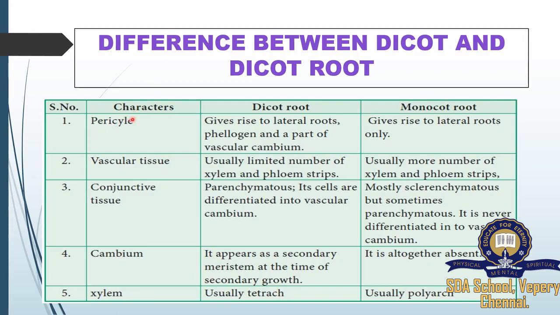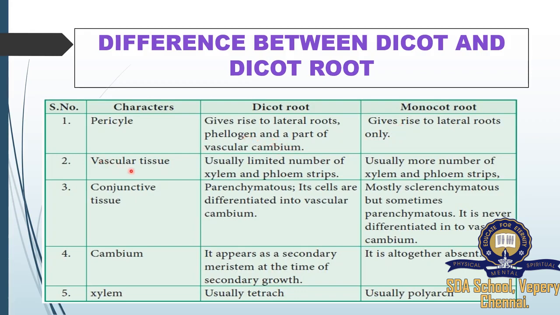First, pericycle. In the dicot root system, it gives rise to lateral roots. Lateral roots means when the root has grown, after some time it again gives growth of new roots. Phellogen and a part of the vascular cambium: these are the two parts helping the growth of lateral roots. Next, in the monocot, it gives rise to lateral roots only, but it does not give rise to phellogen and vascular cambium.